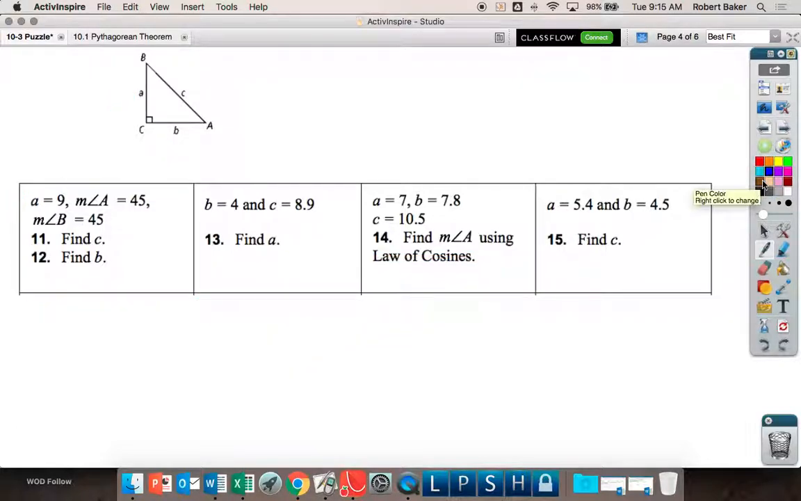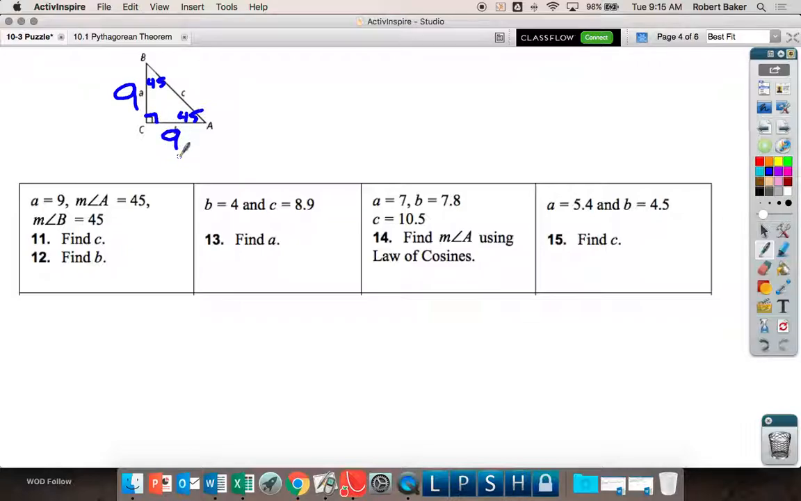We got A is 45, 45, 90, find B and find C. Somebody impress me. If A is 45 of that isosceles right triangle, yeah, the measure of angle C is 90. How big is B? 45. Because it's isosceles, 9, 9.